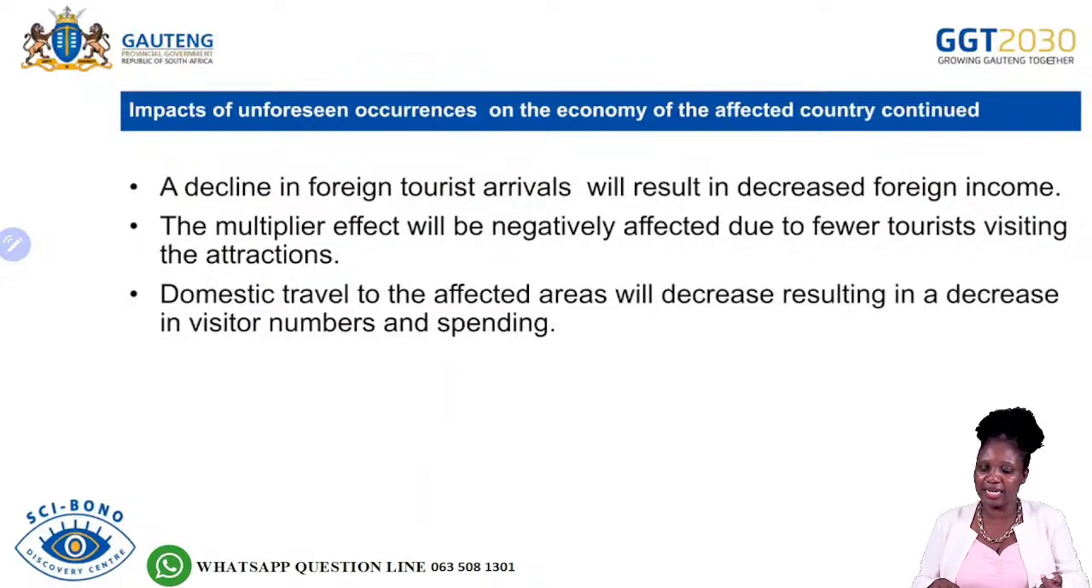And then a decline in foreign tourist visits will result in decreased foreign income. And then the multiplier effect will be negatively affected due to fewer tourists visiting the attractions. And domestic travel will also be affected, areas will decrease, resulting in a decrease in visitor numbers and spending.